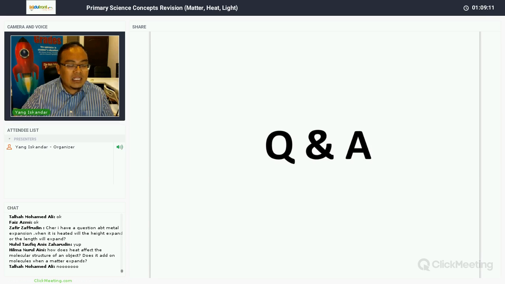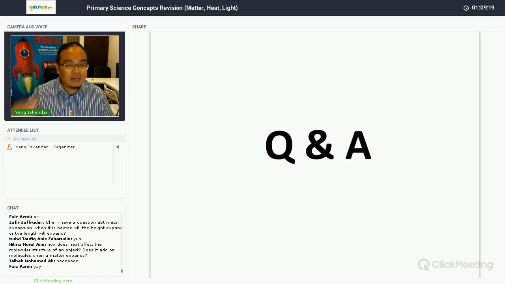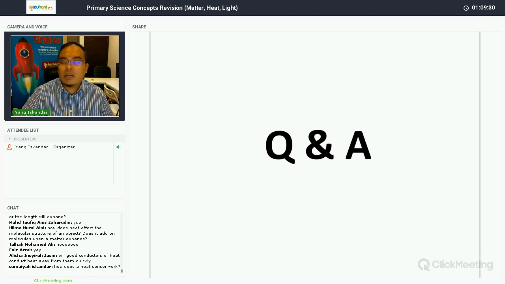Zikran asked a question: why is it that metal allows heat to pass through easily but not wood? We know metal is a good conductor of heat and wood is a poor conductor of heat. At your level, you just need to know that because metal is a good conductor and wood is a poor conductor. But why exactly does metal allow heat to pass through?